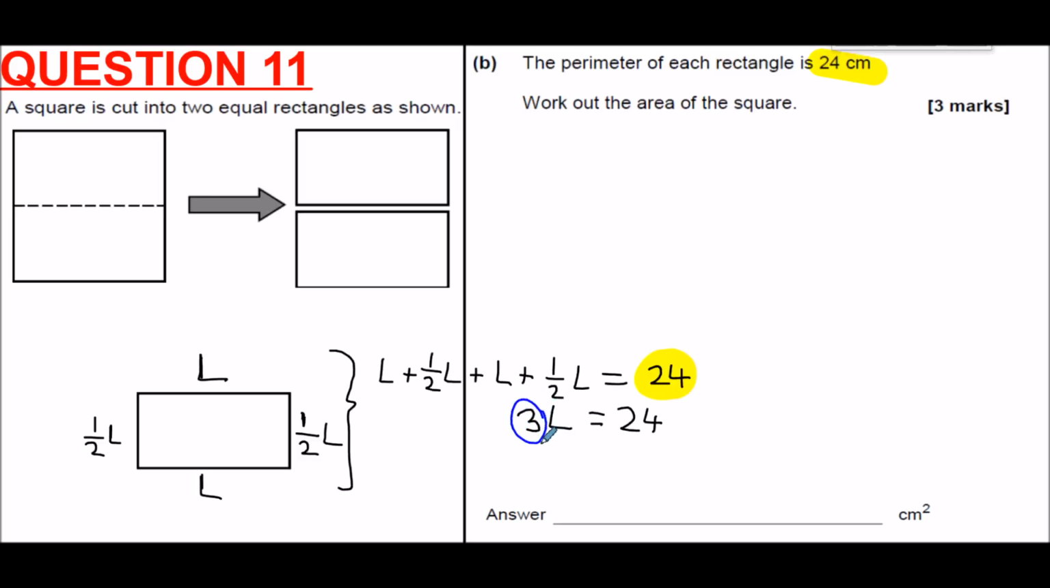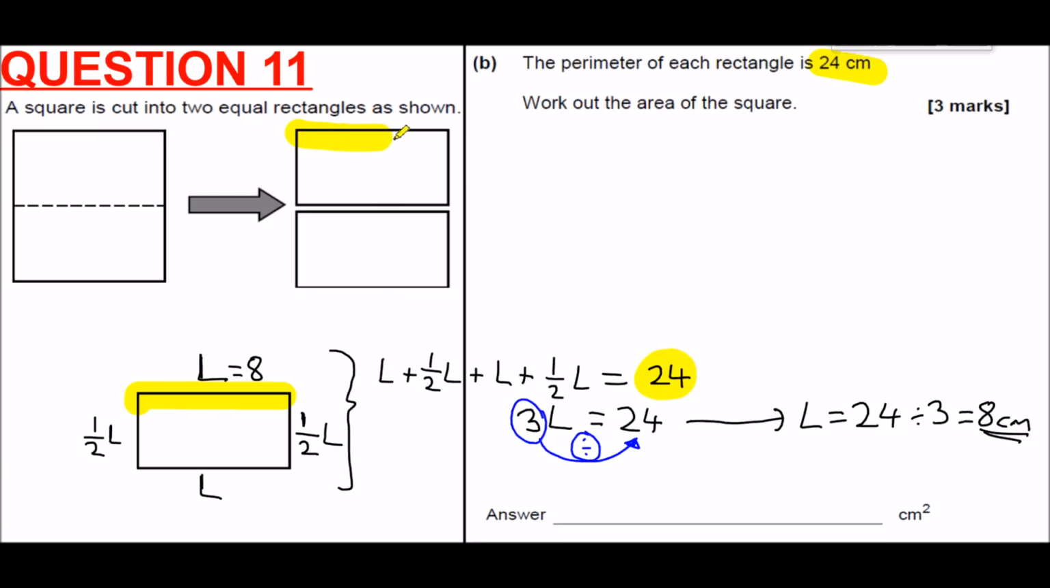And so the length on its own I can get by getting rid of this 3. This 3 is multiplying L. So opposite of multiply, if I swap it to the other side, I'll swap the sign. Opposite of multiply is divide. So that will tell us that the length is 24 divided by 3, which is 8 centimetres. So the length equals 8. And the length of the rectangle is the same as the length of the square. And so now we know the length of the square is 8.